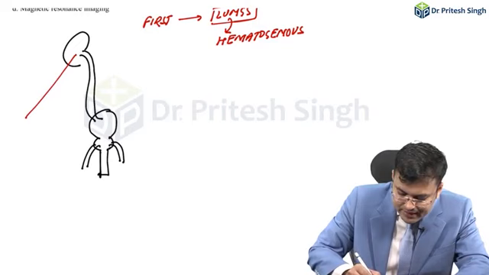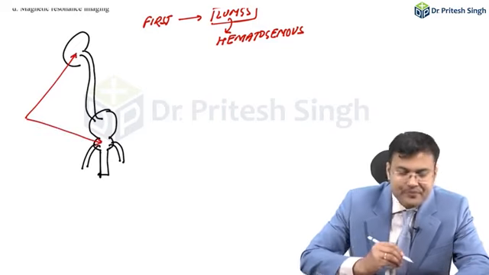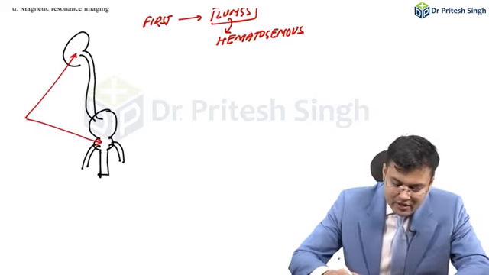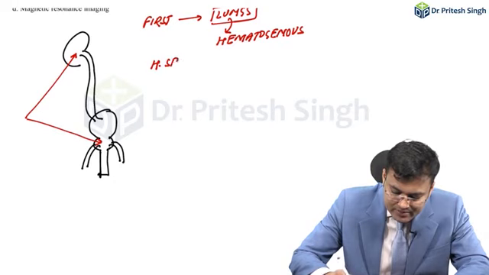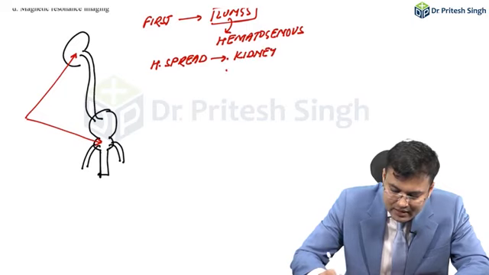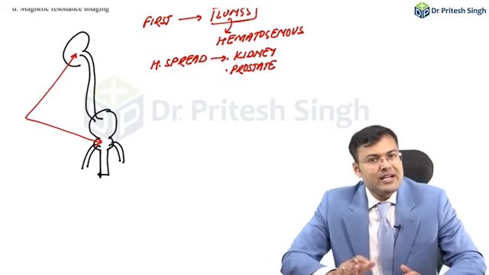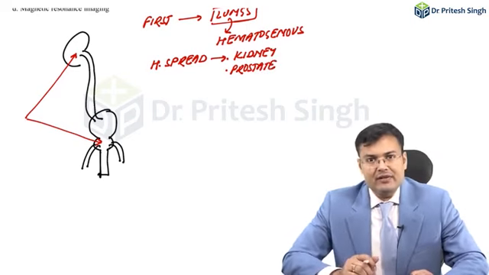Via hematogenous spread, two organs are involved. That is kidney and prostate. So via hematogenous spread, there is involvement of kidney and prostate. Rest of the organs are involved by either ascent of infection or descent of infection.